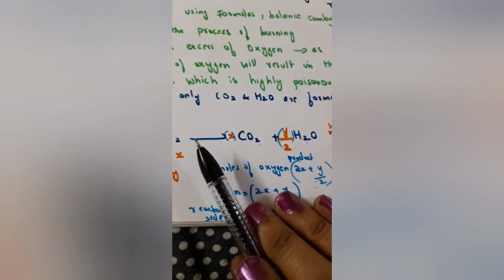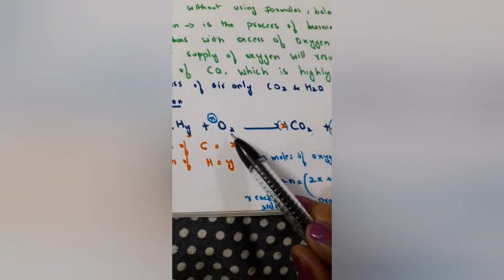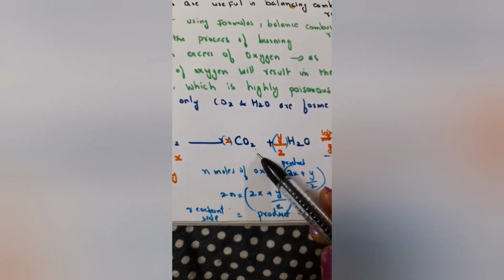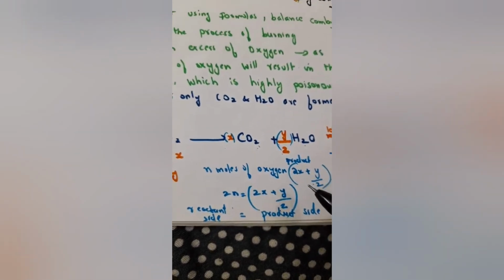Now we have finished carbon and hydrogen. Now we will move on to oxygen. Here 2 moles of oxygen are there, and on the right-hand side, 2x moles and y/2. So we will just add 2x, that is 2 into x, and y/2. So the right side number of moles of oxygen now is 2x plus y/2.